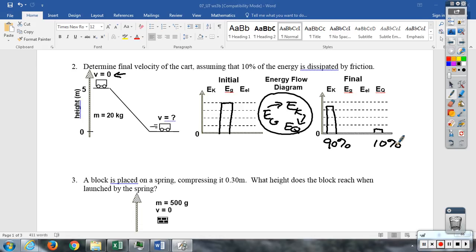If we want to quantify that, we'll figure out how much EG there was to begin with. That's MGH. So we have a 20 kilogram mass. We multiply that by 10 newtons per kilogram.